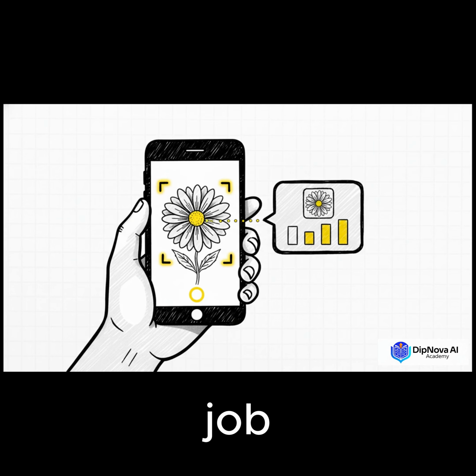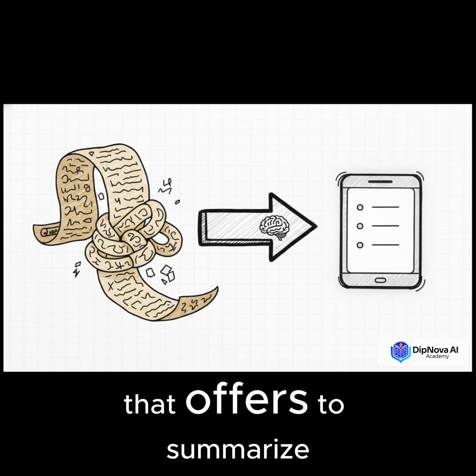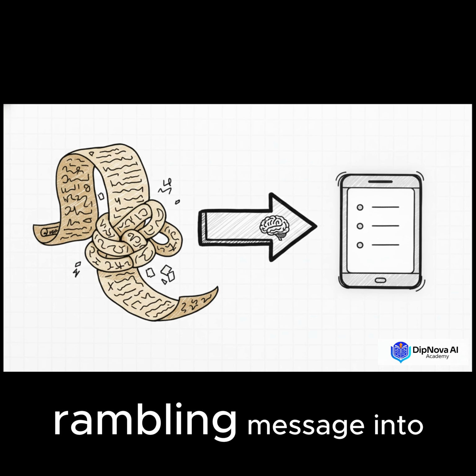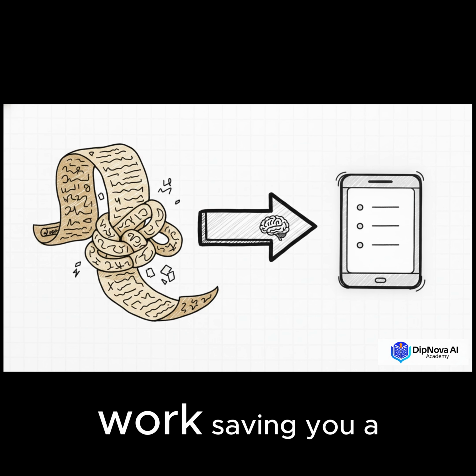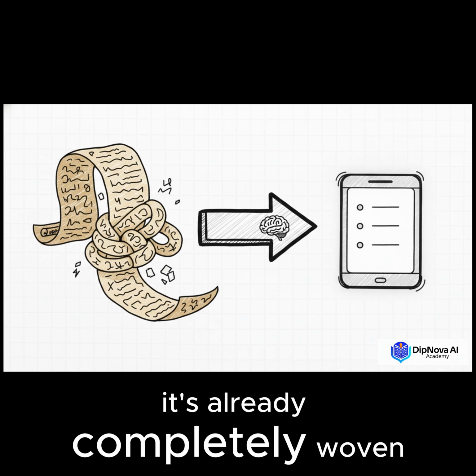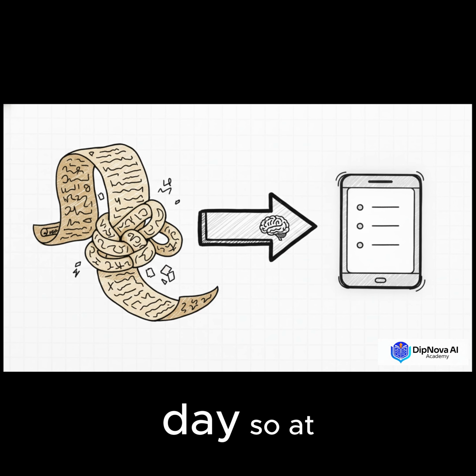And that awesome new feature in your email that offers to summarize a super long, rambling message into just a few bullet points? That's our old friend the LLM, hard at work, saving you a ton of time. It's already completely woven into the tools we use every day.